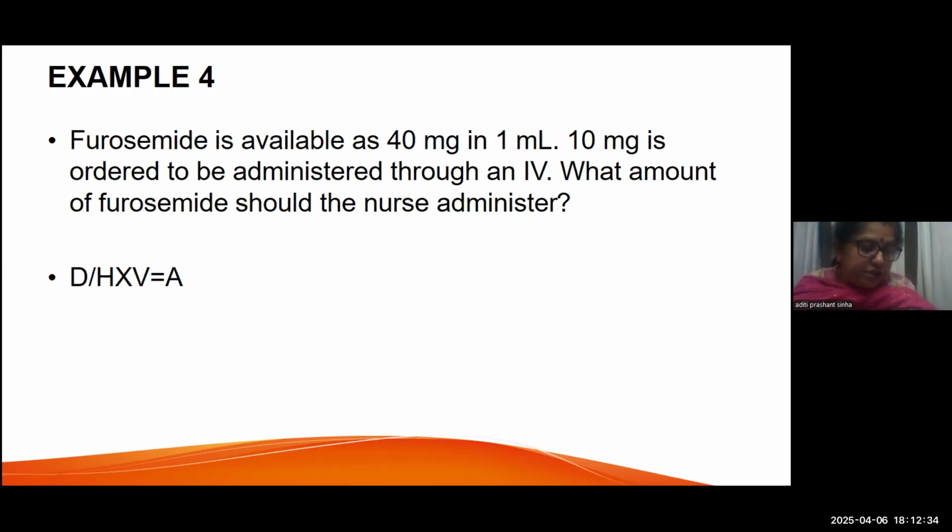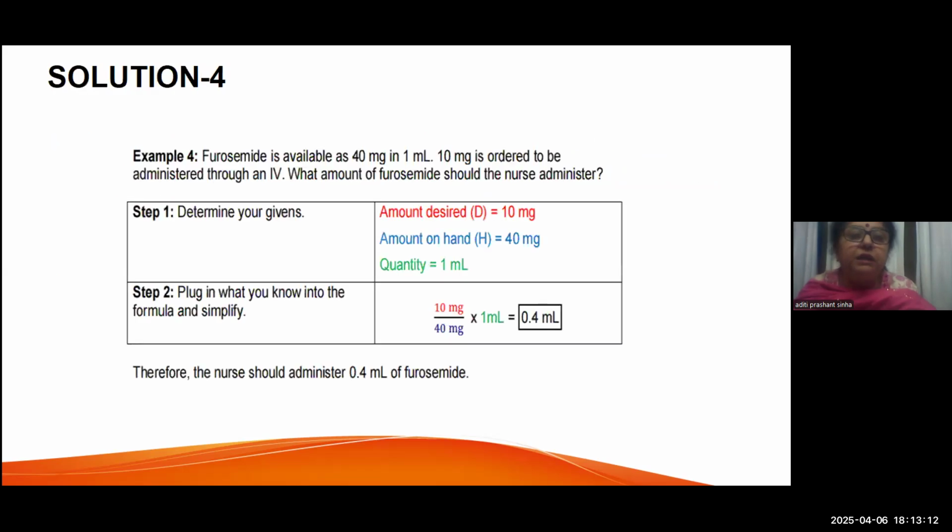Furosemide, we know what is furosemide. Furosemide is a diuretic which is available as 40 mg in 1 ml. So 10 mg is ordered to be administered through an IV. So what amount of furosemide should the nurse administer? Here the available strength is 40 mg, and the desired dose is 10 mg, which has to be given in IV. The volume is 1 ml.